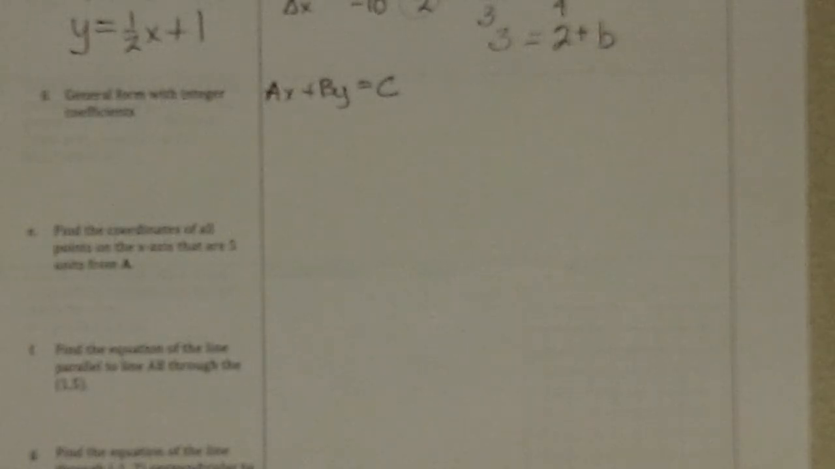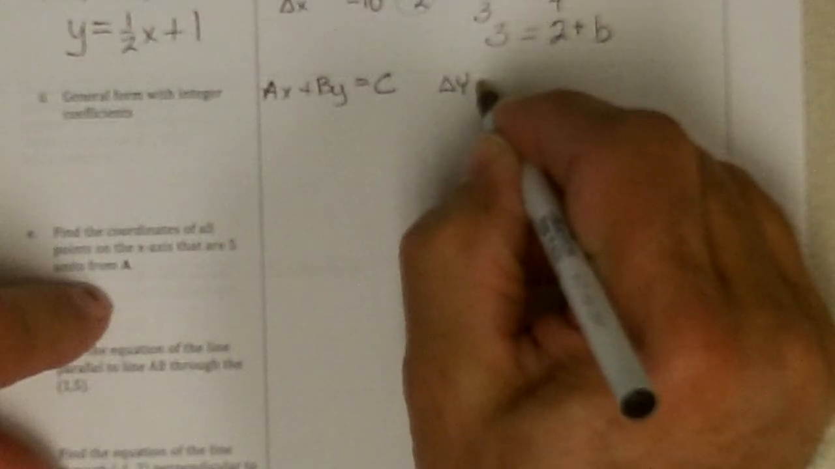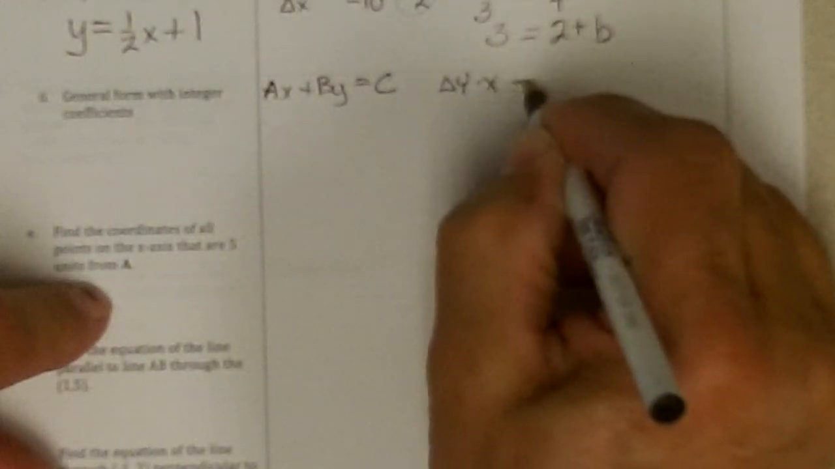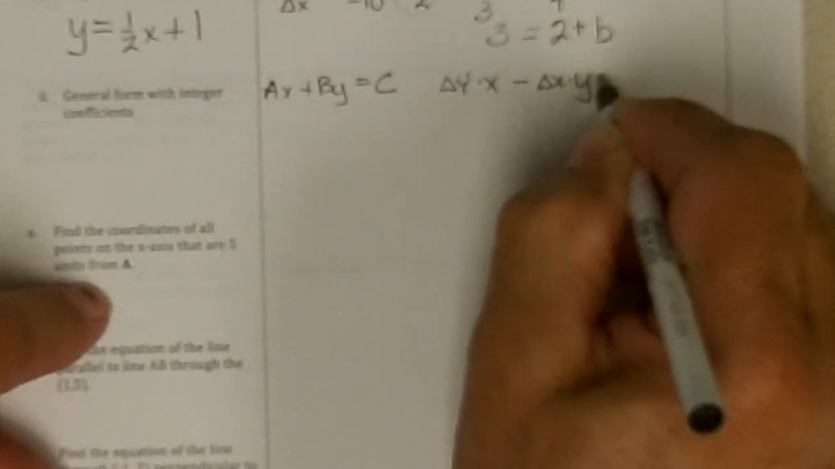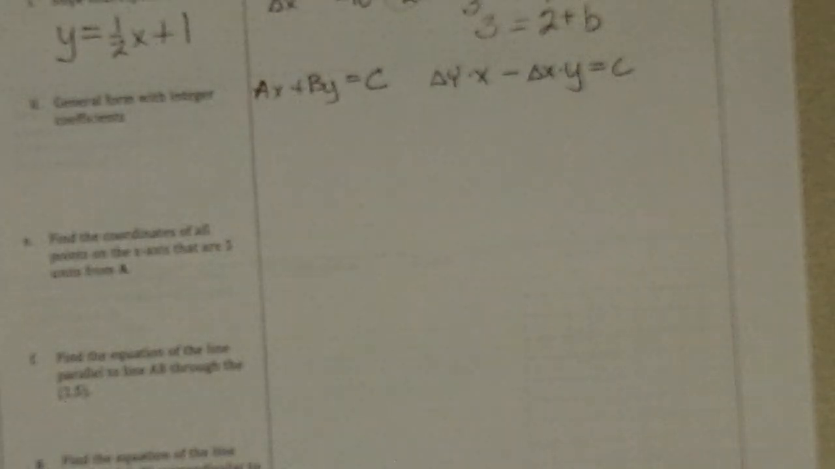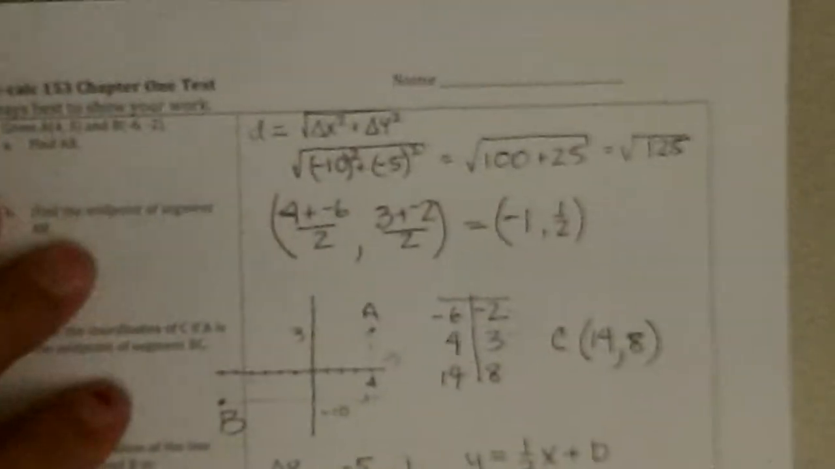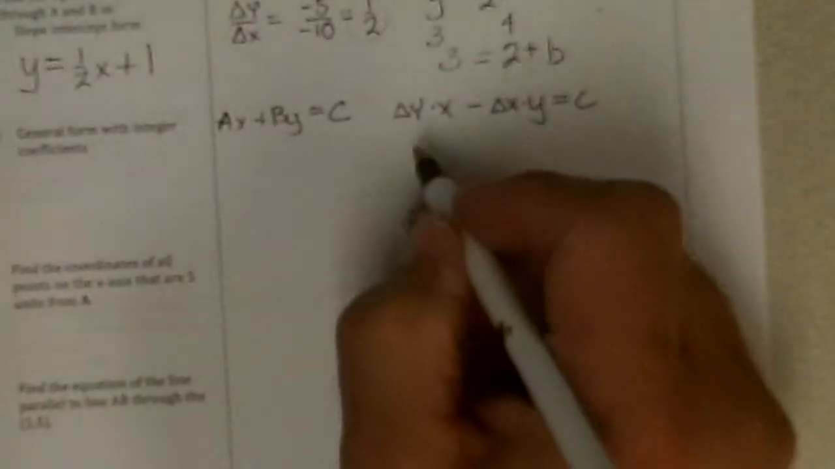It's the change in y times x minus the change in x times y equals a constant. Going back up here to the first thing, the change in y was -5.